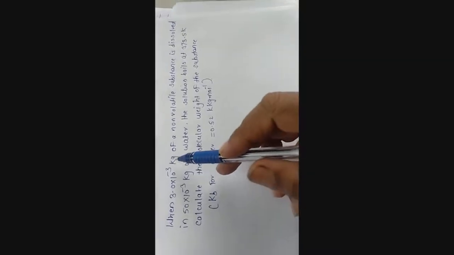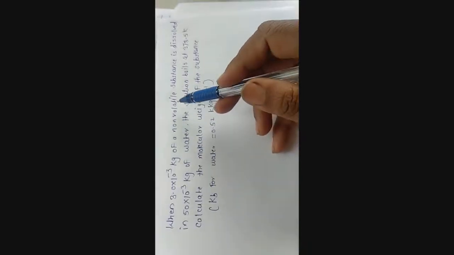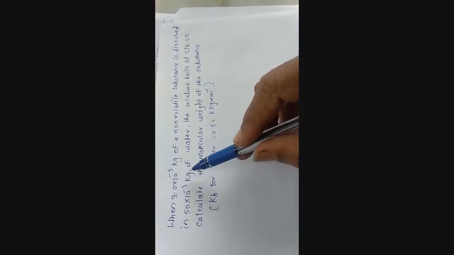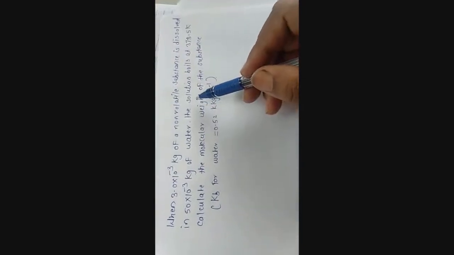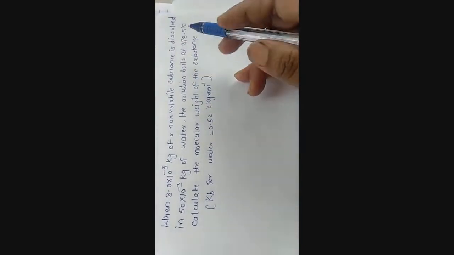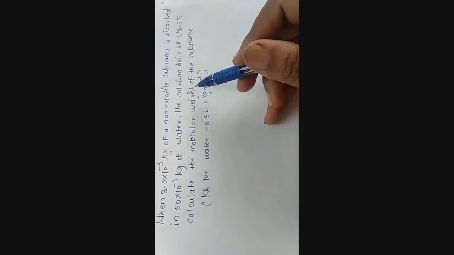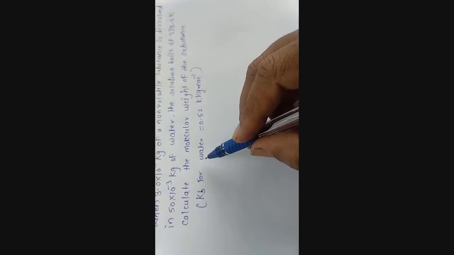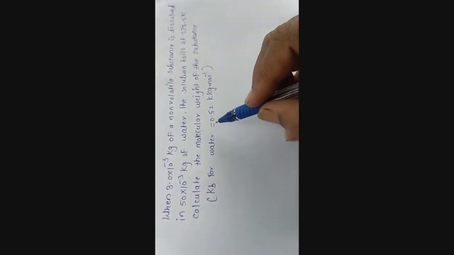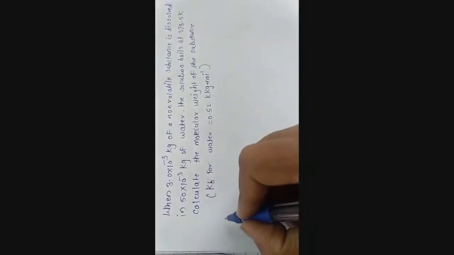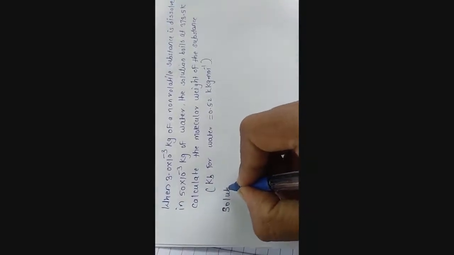Weighing 3.0 into 10 to the minus 3 kg of non-volatile solute is dissolved in 50 into 10 to the minus 3 kg of water. The solution boils at 373.5 Kelvin. Calculate the molecular weight of the substance. The given Kb for water is equal to 0.52 Kelvin kilogram per mole. So let's start the solution.